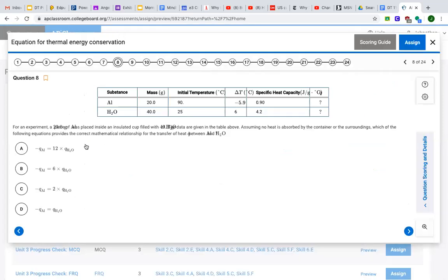Okay, for an experiment, a 20-gram sample of aluminum. So we'll just write that down. So that's 20 grams of aluminum. It gives it to you inside a table, cup filled with 40 grams of water. Okay, so no heat is absorbed by the container or surroundings. Which of the following equations provides the correct mathematical relationship for the transfer of heat between aluminum and H2O?